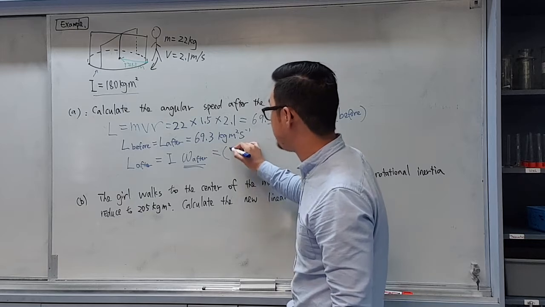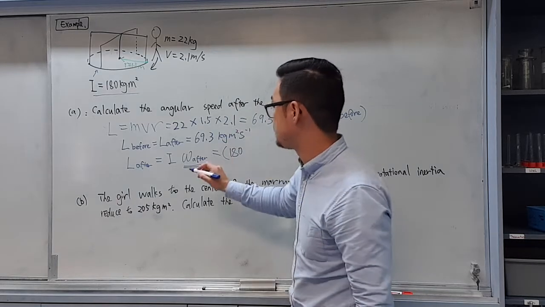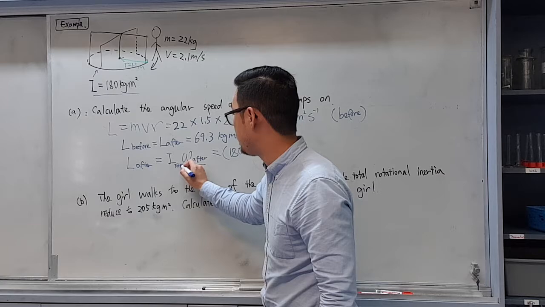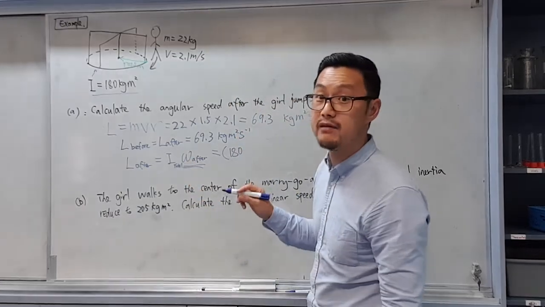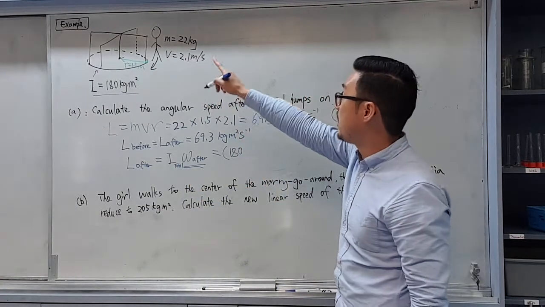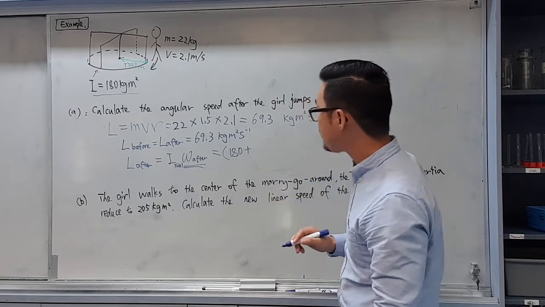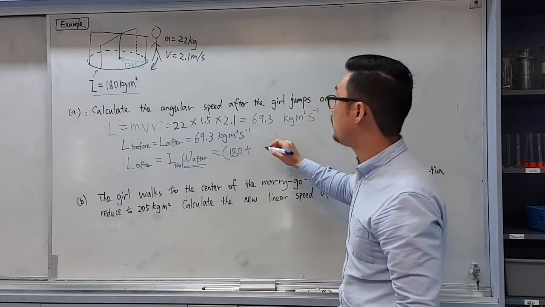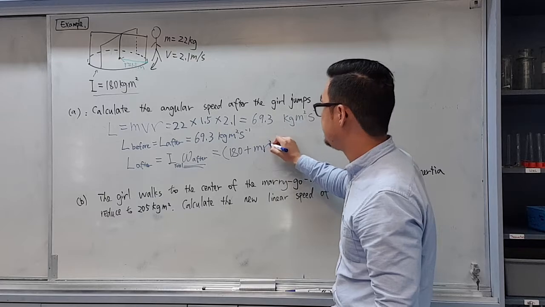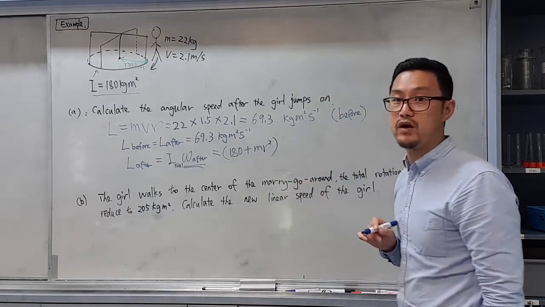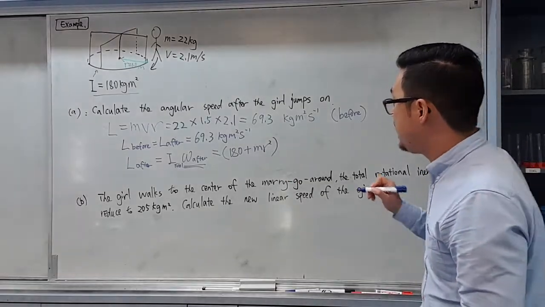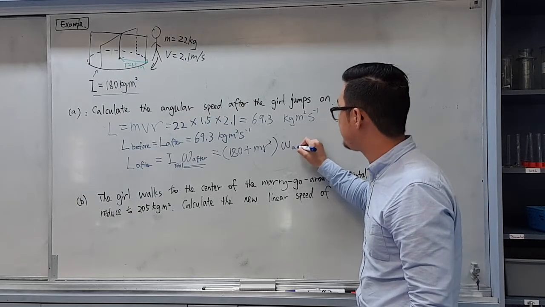So now let's find out what the I is. The I is going to be 180, the total, because they have the same angular speed. It's going to be 180 for that thing, and we add the girl's one. What is the girl's one? We use the equation mr squared, the equation for a point mass going in a circle, and then times omega after.